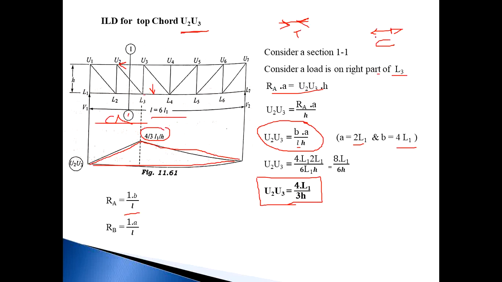Once again I mention that the nature of the force is towards the origin is compression and away from the origin is tension. In other words, arrowheads towards each other mean tension, and arrowheads away from each other mean compression. So this is the solution for ILD at top chord U2U3.